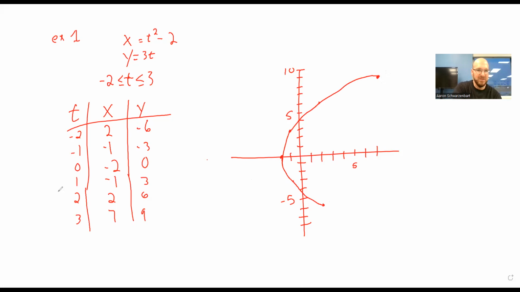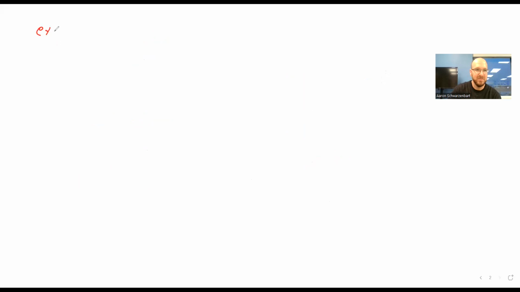Okay, I'm going to talk about eliminating a parameter. This is example 2. If you want to see the rest of the graphs, you can see them in the book. And remember, we must always give these t intervals. So eliminating the parameter, easiest way to do this is solve for t.